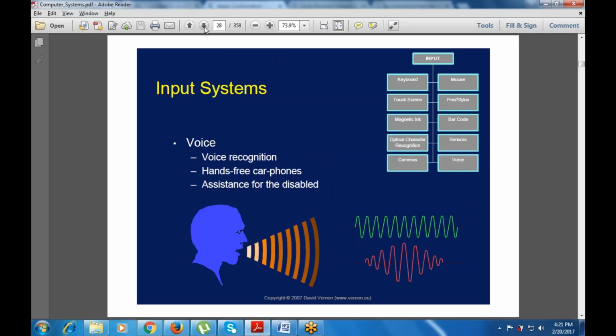Then when we talk about the voice, that is again an input system, right? Because we are speaking and we can also record our voice. For example, the best example is that right now I am recording my lecture, that is an automatic lecture, so this voice will be recognized, this voice will be the input system. Then hands-free for car phones, then assistance for the disabled. So there is also an assistance system for the disabled person. So this is voice recognition, then hands-free car phones, and assistance for the disabled.